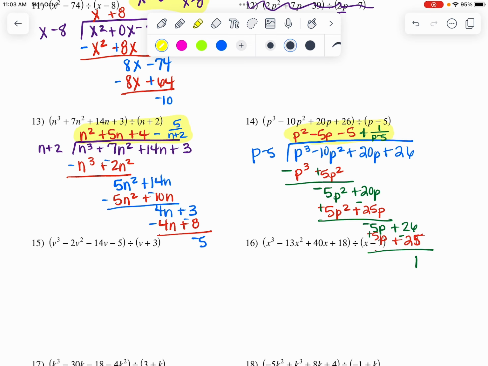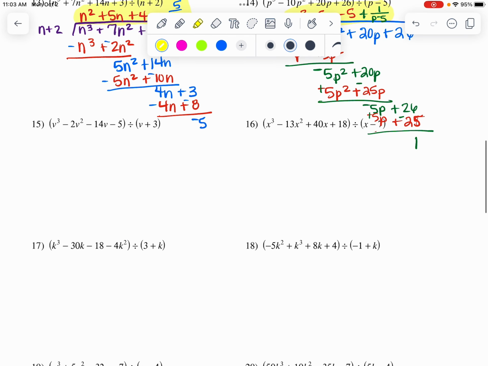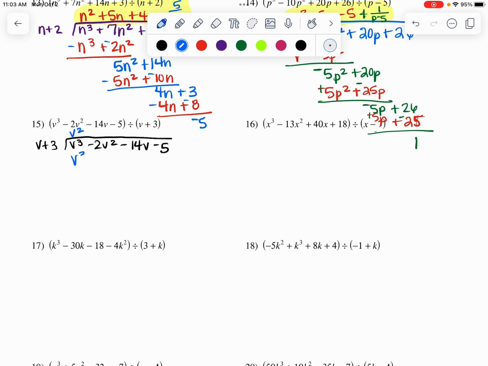Yuck. 15. I have to start writing smaller, I guess. All right, so we have v plus 3, and that's going to go into v to the third minus 2v squared minus 14v minus 5. Okay, so I need a v squared. So that gives me v to the third, and then plus 3v squared.